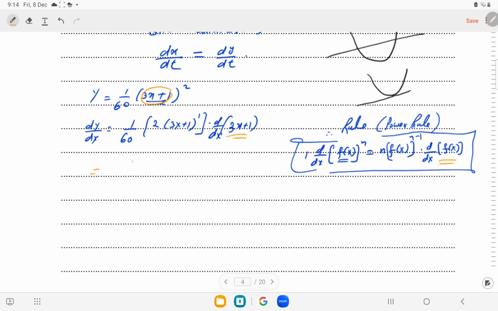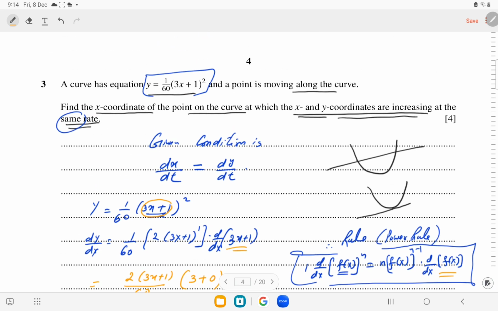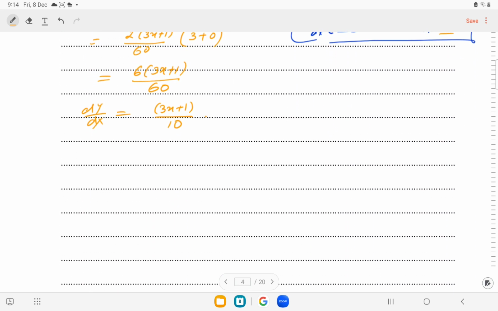So let's see, it's 2 times 3x plus 1 over 60, and the derivative of 3x plus 1 makes 3, and the derivative of a constant, we are well aware, is 0. So finally we'll get 3 times 2 is 6 times 3x plus 1 over 60, right? So further simplification will give you dy by dx is 3x plus 1 over 10, right? I hope you got it. Yes. Now what to do further?